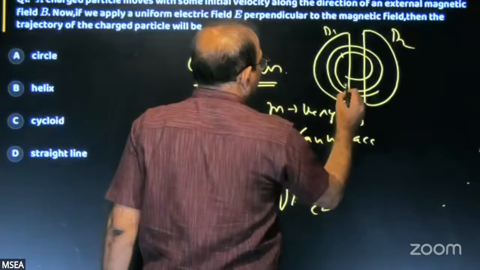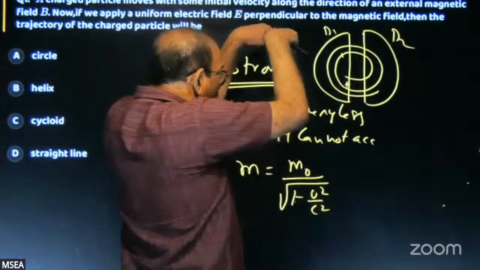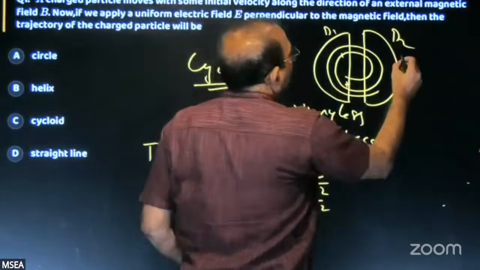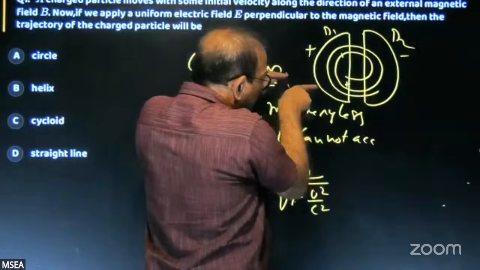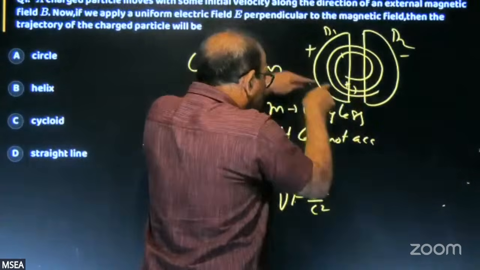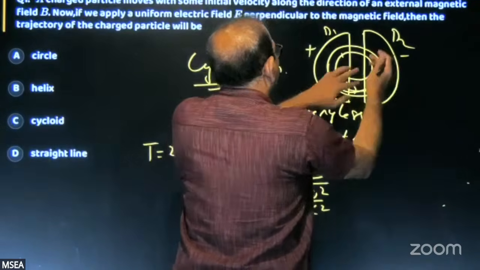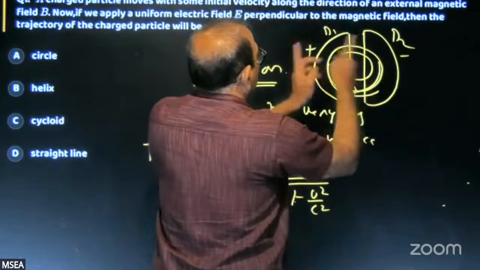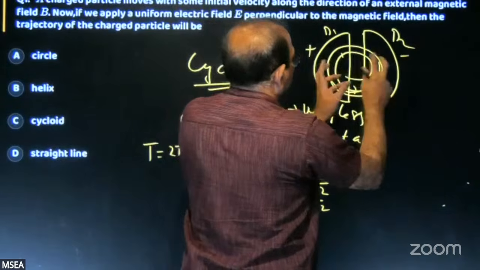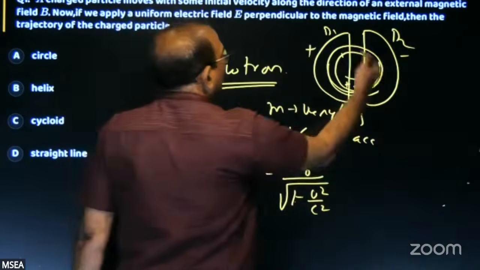Suppose that is a positively charged particle. When it is moving towards D2, D2 should be negative and D1 should be positive. Then only that positively charged particle will be accelerated. Then after half rotation, when it is coming from D2 to D1, this negative and positive, that electric field, must be reversed. Then again it will be accelerated.